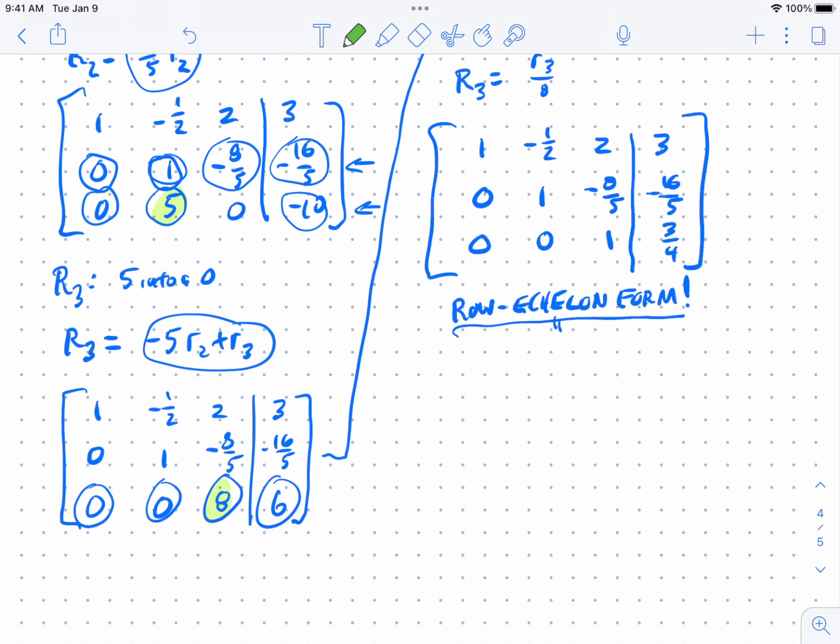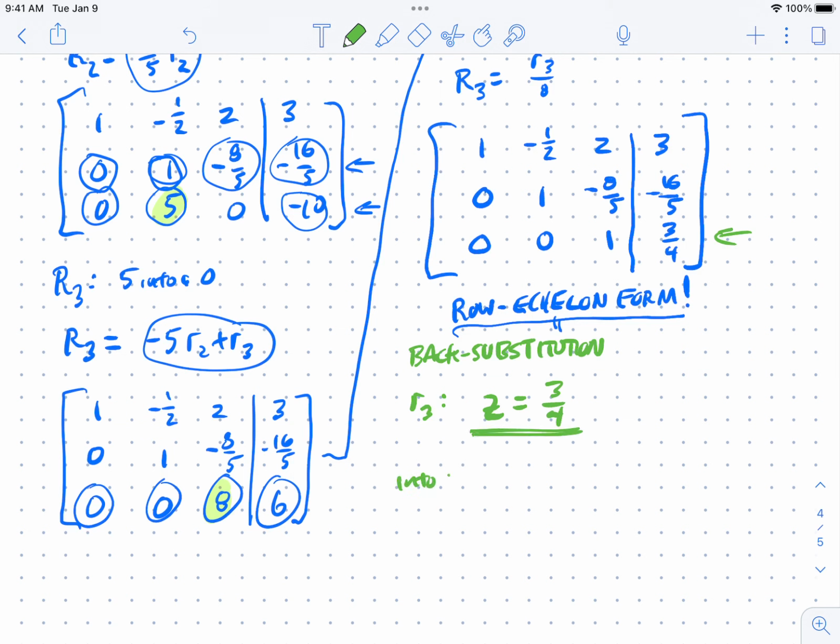Okay, so you start at the bottom. This is going to be called back-substitution, by the way, because you're going to keep backing up, backing up, backing up. But you start at the bottom. So starting at row 3, row 3 really just says 0x, 0y, just 1z equals 3/4. So that's one of our solutions right there.